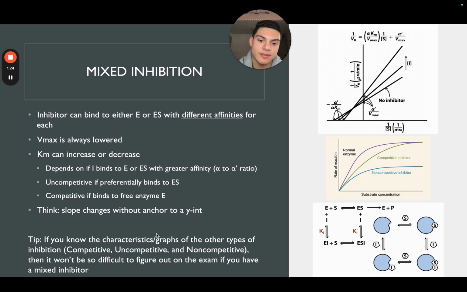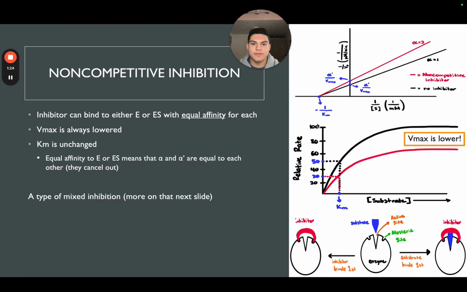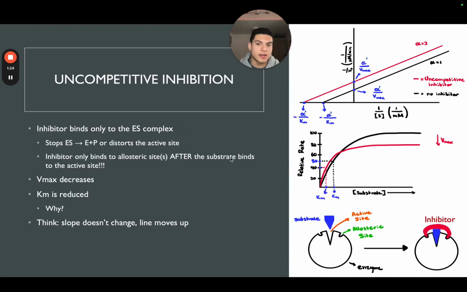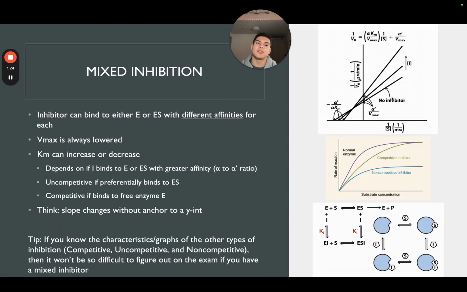So tip, if you know the characteristics of graphs of the other types of inhibition, then it won't be so difficult to figure out on the exam if you have a mixed inhibitor. And that's realistically all you really need, because mixed inhibitors are wonky. It's really weird to work with them. So I would say just memorize the other three: competitive, uncompetitive, non-competitive, and then you'll know exactly when it's a mixed inhibitor.